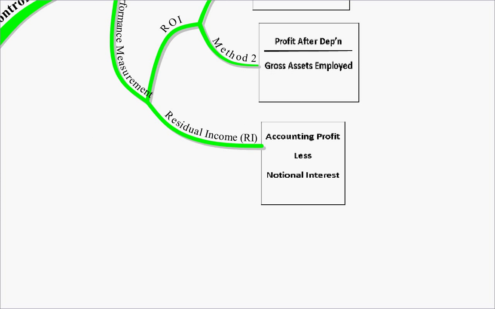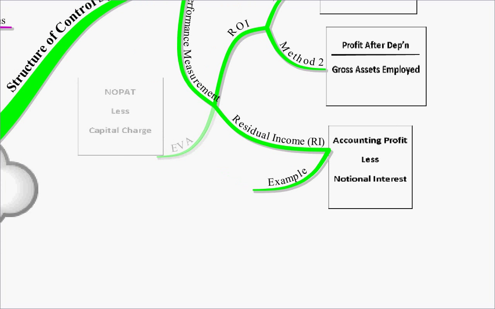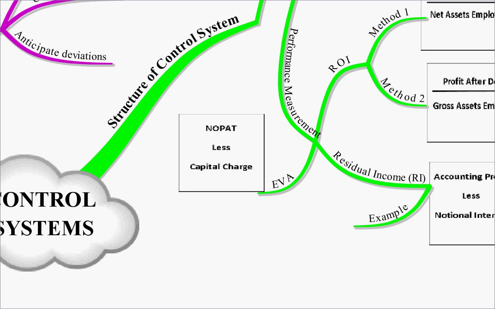Another method was residual income, and it's accounting profit less the notional interest, i.e. the notional interest is your cost of capital, and we looked at an example of that in the notes. Economic value added then, it's net operating profit after tax less the capital charge. Again, this tries to subtract your cost of capital to see what economic value is actually added by your activities.